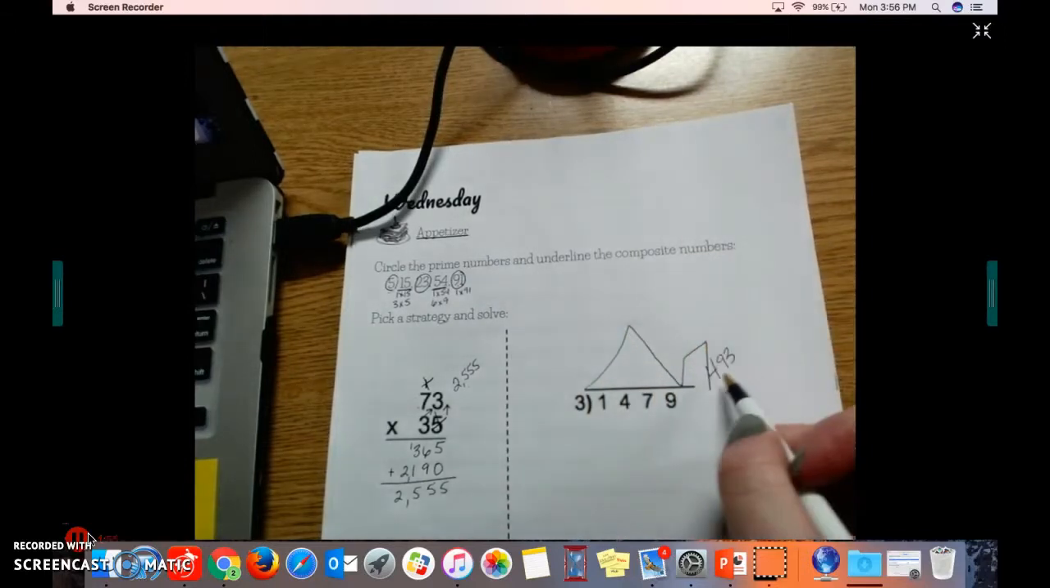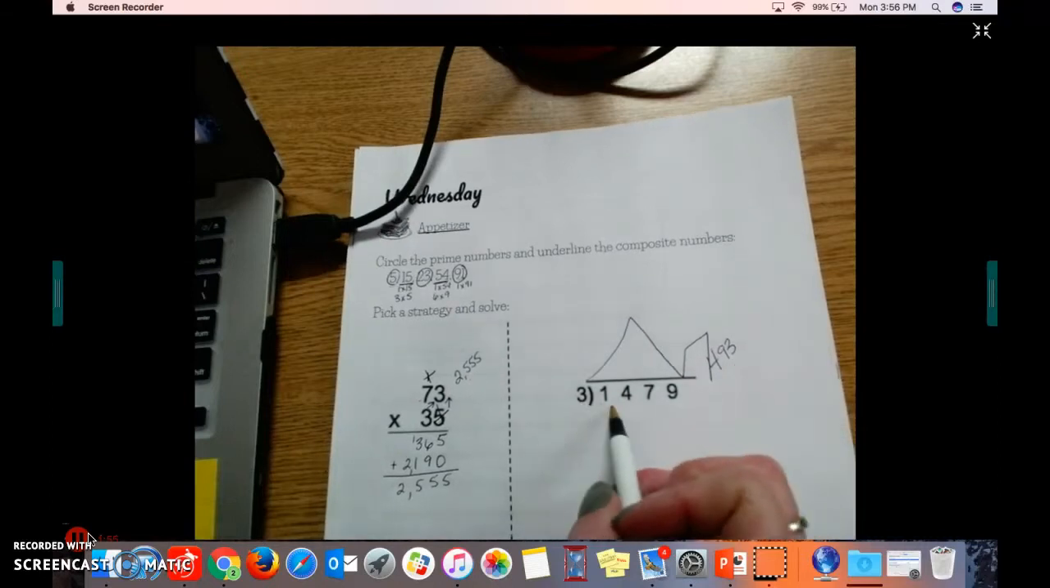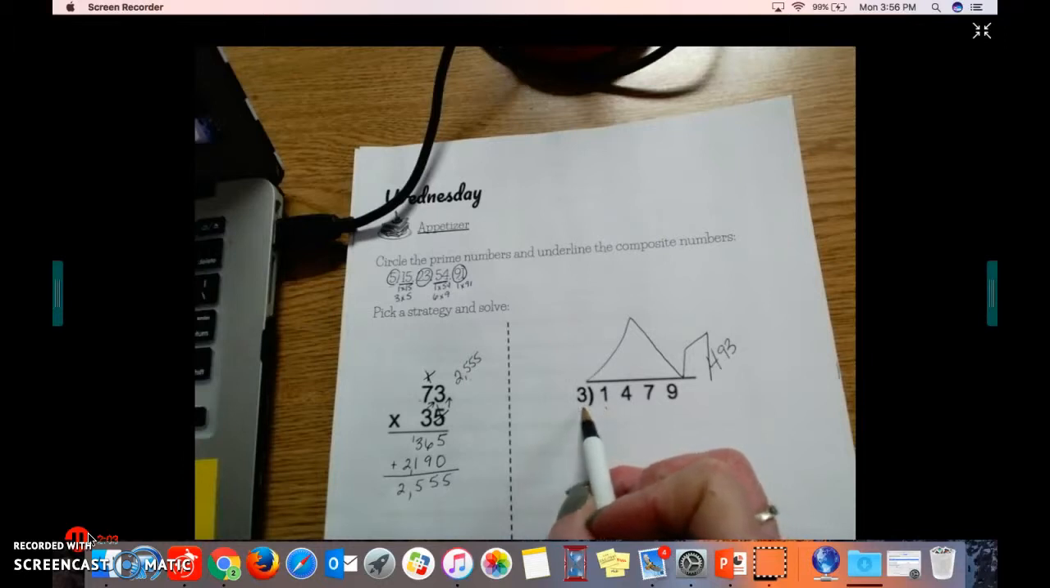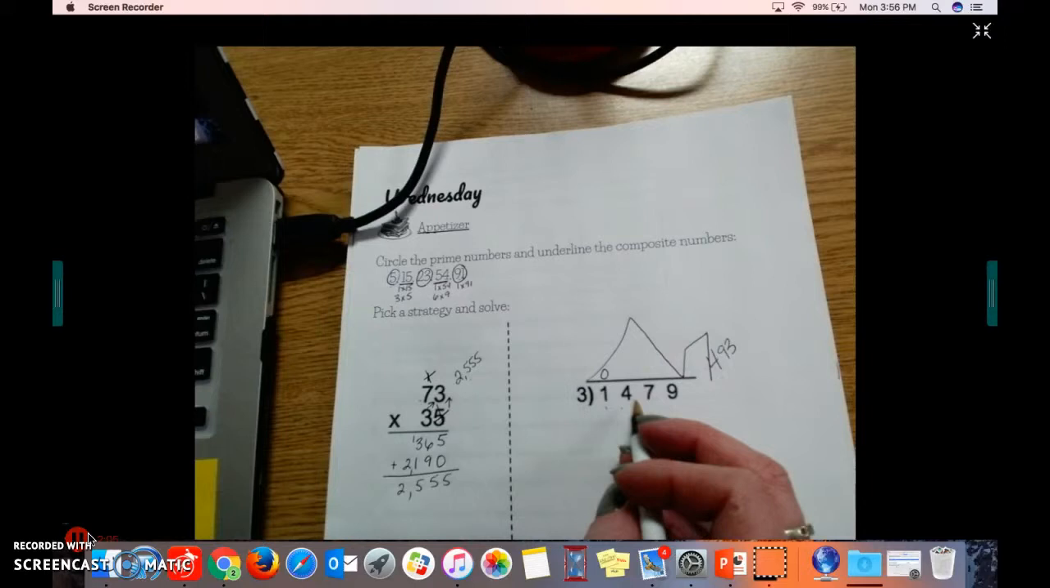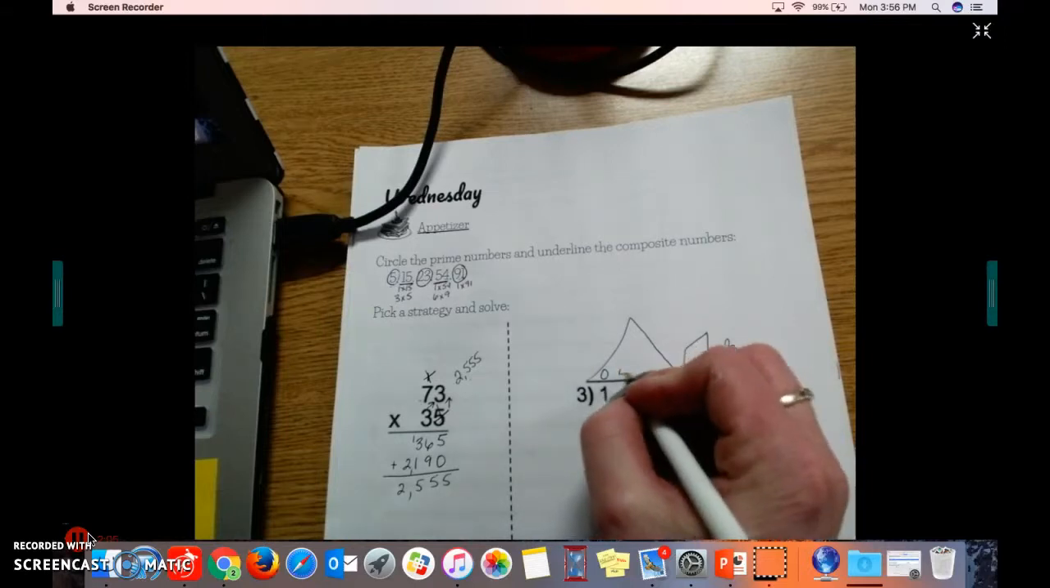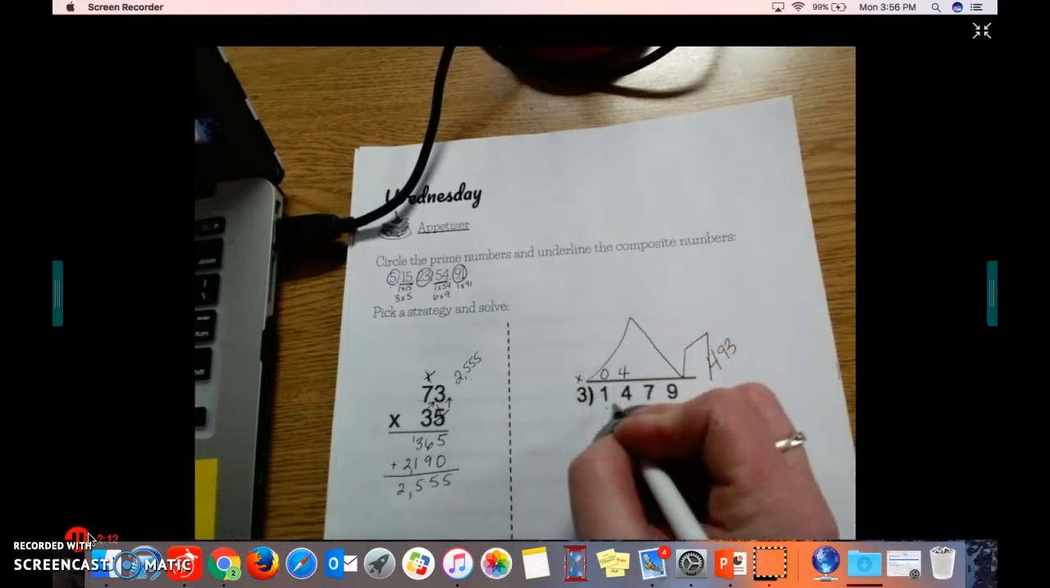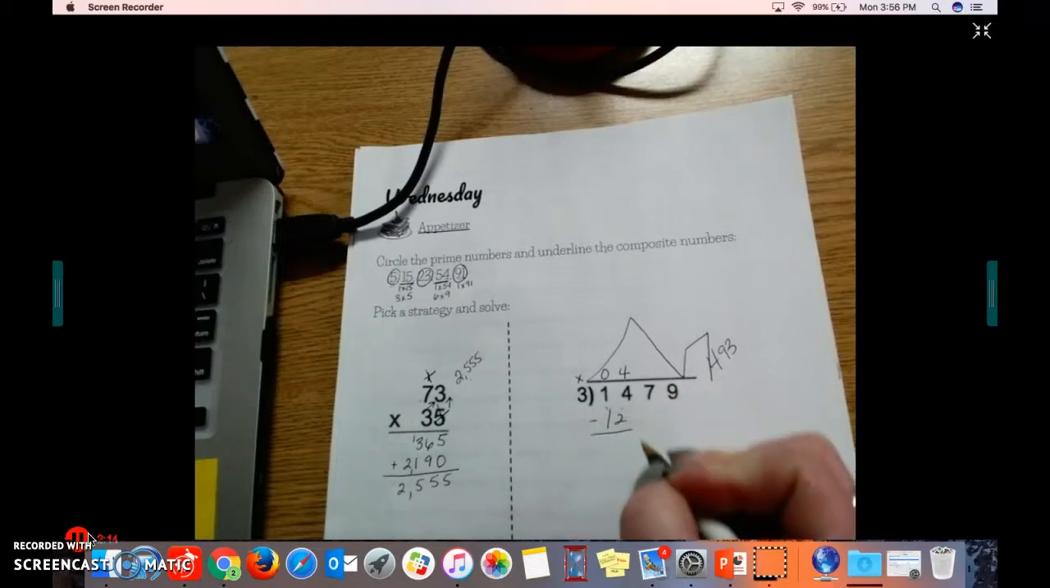For my long division problem, I'm going to check and make sure that you got 493. So the first question I'm going to ask myself is, how many times will 3 go into 1? 3 is larger than 1, so 3 will not go into 1. So I have to take 3 into 14. Okay, 3 goes into 14 4 times. 4 times 3 is 12. 14 minus 12 is 2.